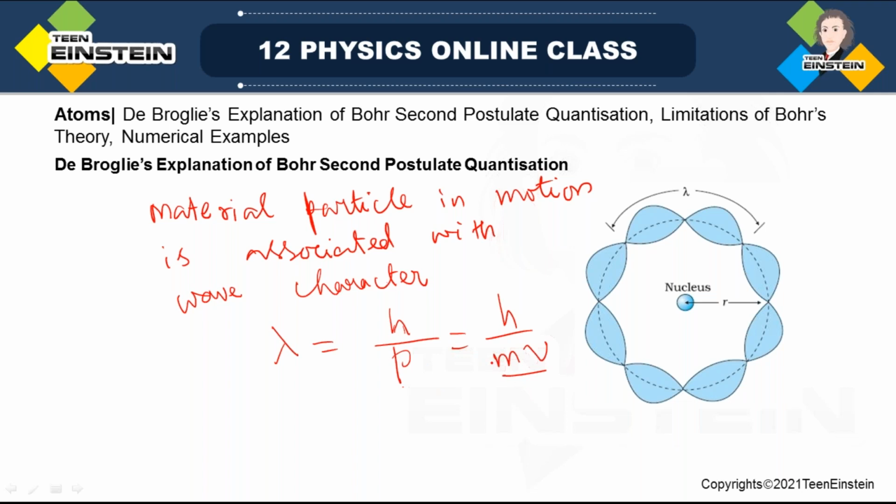Okay, so this is de-Broglie's hypothesis. Now let us see how it can help you to derive Bohr's second postulate, that is L is equal to n h cross.